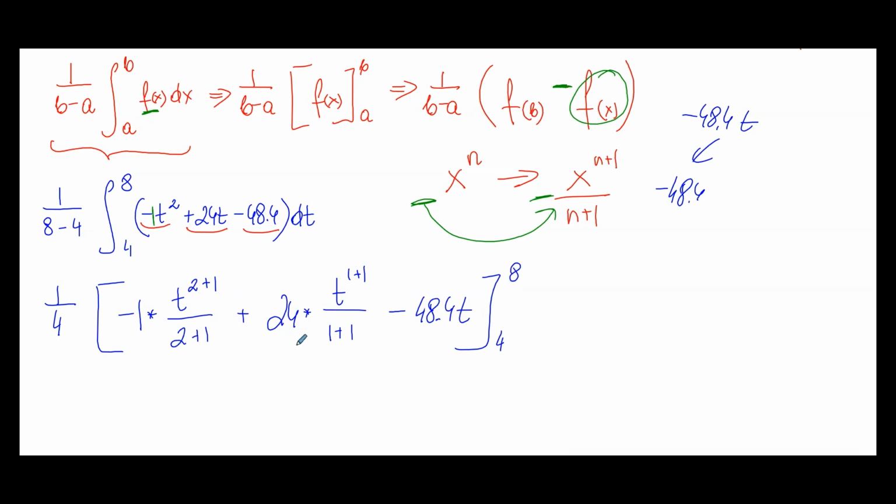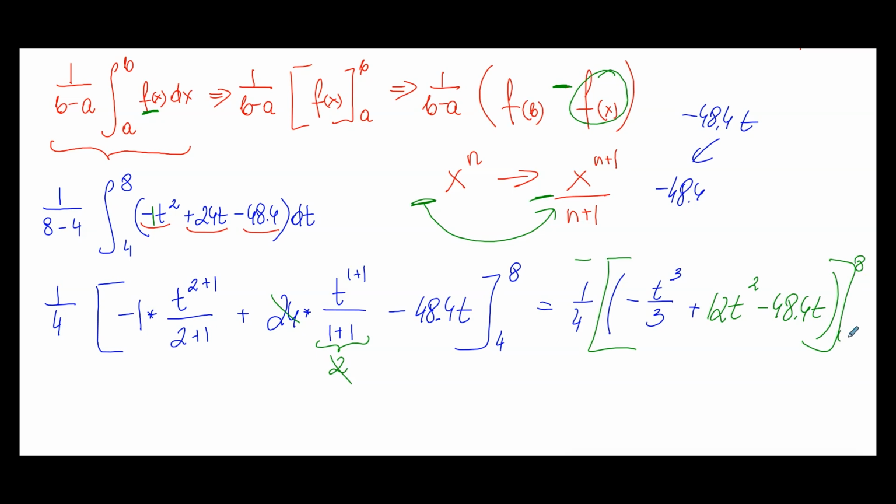Now we can work our numbers a little bit here. So 1 over 4, and then minus t to the power of 3 over 3 plus 24. Here it will be 2, since 1 plus 1 is 2. So 24 divided by 2 is actually going to be 12t to the power of 2, and then minus 48.4t. Sorry, that should have a bracket, and within our interval.